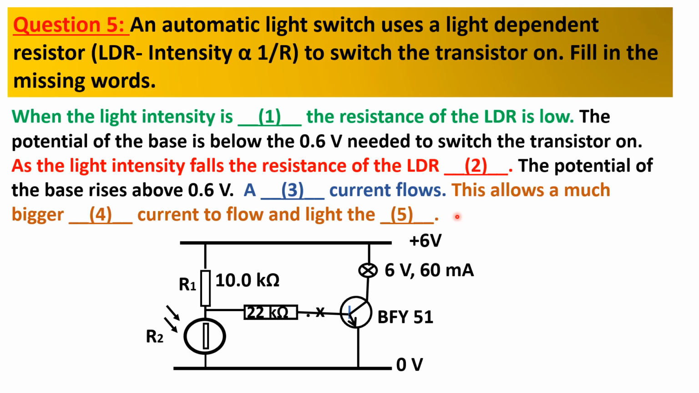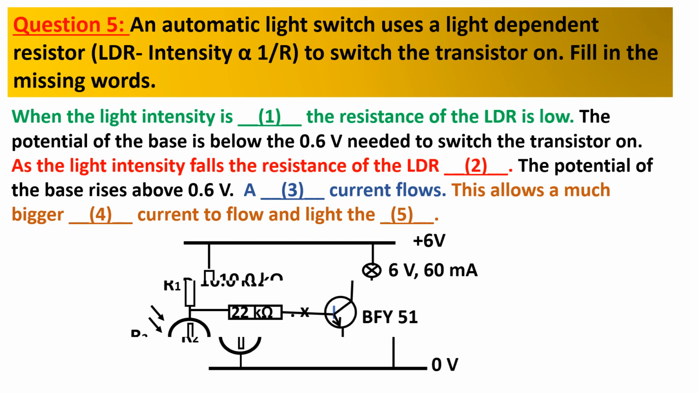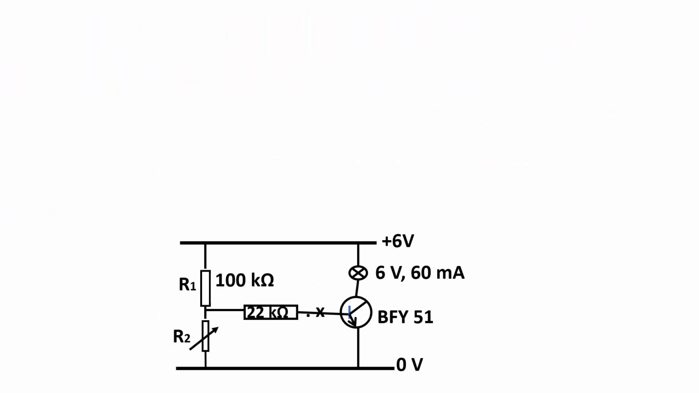This is the first part. We'll see the second part in the next slide. For the second part of the paragraph, you will be referring now to the circuit diagram as shown below. We have replaced the LDR with a variable resistor. So it's now a variable resistor that is connected.